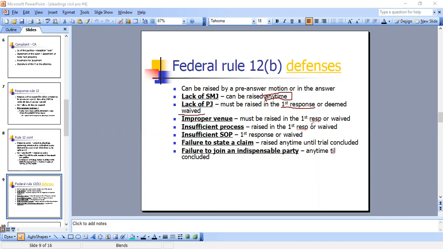Improper venue must be raised in the first response or it's waived. Insufficient process, first response or waived. Insufficient service of process, first response or waived. Failure to state a claim, there's really no claim there, can be raised anytime until trial is concluded. Failure to join an indispensable party, which I'll talk about later, anytime until the trial is concluded. These have to be memorized because you do get a lot of MBEs on these, okay? Most importantly, SMJ can be raised anytime up into appeal. PJ, no. It's deemed waived if you don't raise it in the first response.